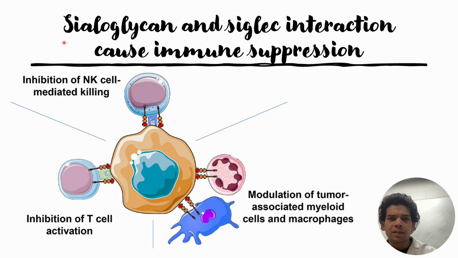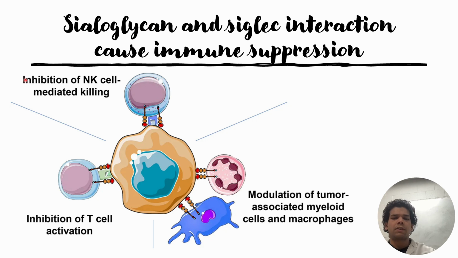In this video, we will discuss the Sialoglycan and Siglec interaction that causes immune suppression. We have understood one example in detail when we discussed Siglec-10 interactions with its corresponding ligand on the pancreatic cancer cells. So, we will discuss these things in general, like how Sialoglycan and Siglec interactions in the innate immune cells and also in the adaptive immune cells cause immune suppression.